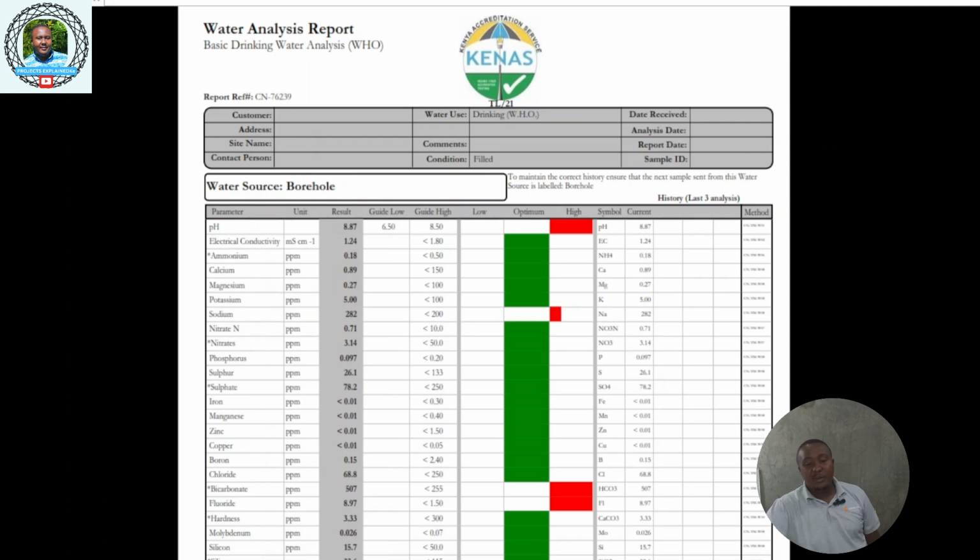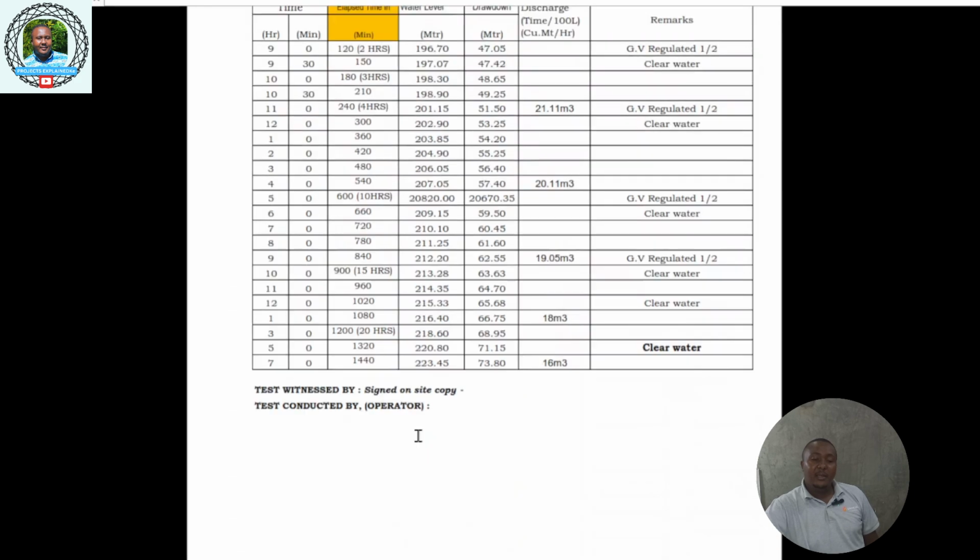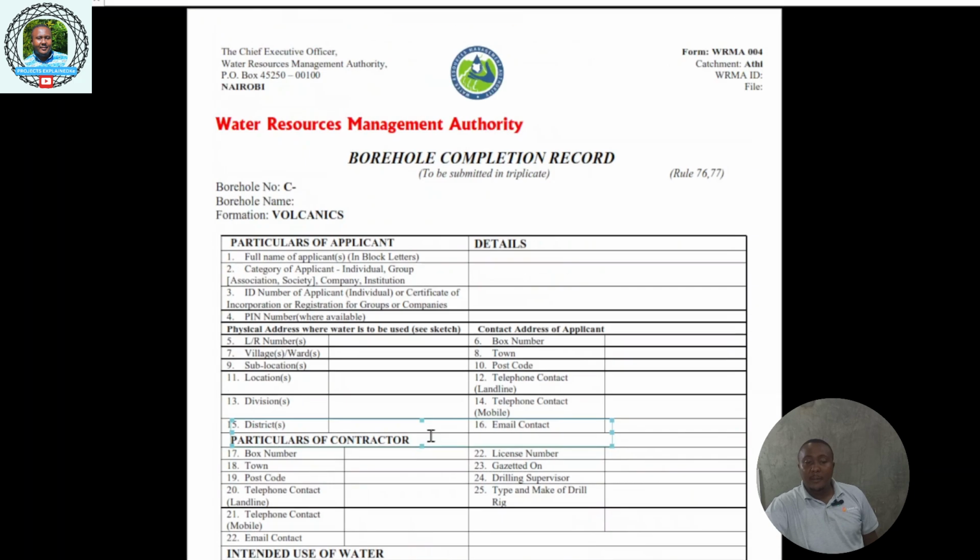So as at this point, this is a complete borehole completion record. What now remains is for it to be signed and stamped and submitted to the Ministry of Water, with a copy to WARMA, and a copy to the client also, with a serial number. And this document will help you in applying for your water use, which is an abstraction permit. That is after pump installation. And that's it for the borehole completion record.